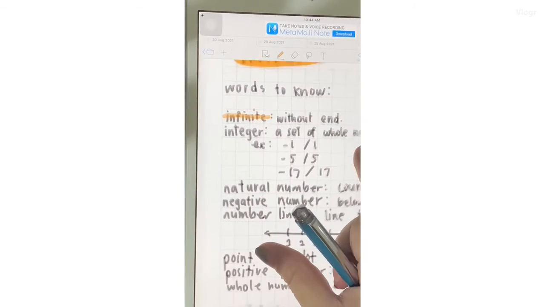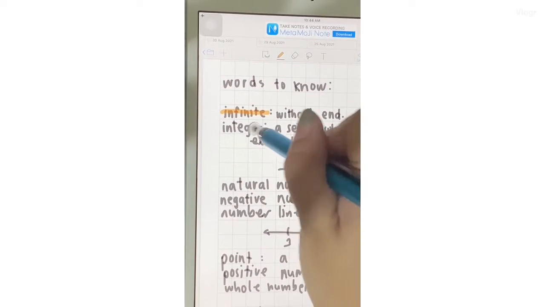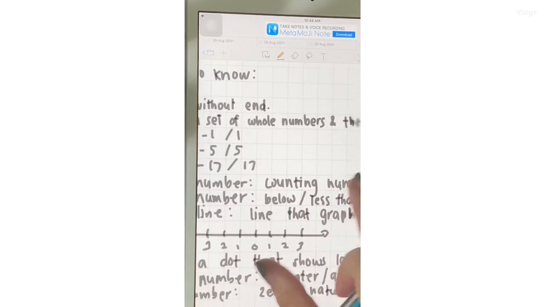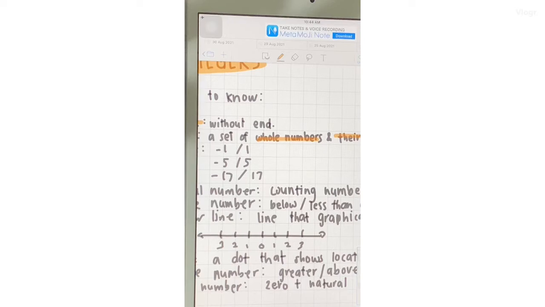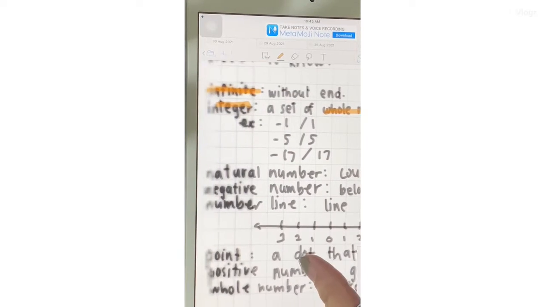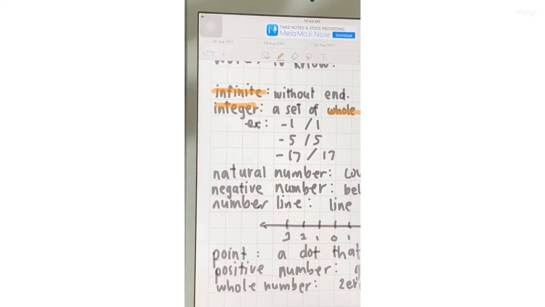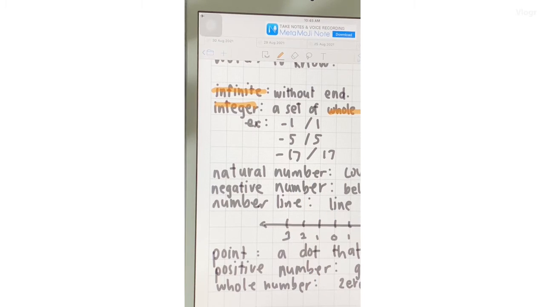The next one is an integer. An integer is a set of whole numbers and their opposites. Don't forget, it's the whole numbers and their opposites. That means if you have a -1, you also have 1. If you have -5, you also have 5. And if you have, let's say, -17, you also have 17.